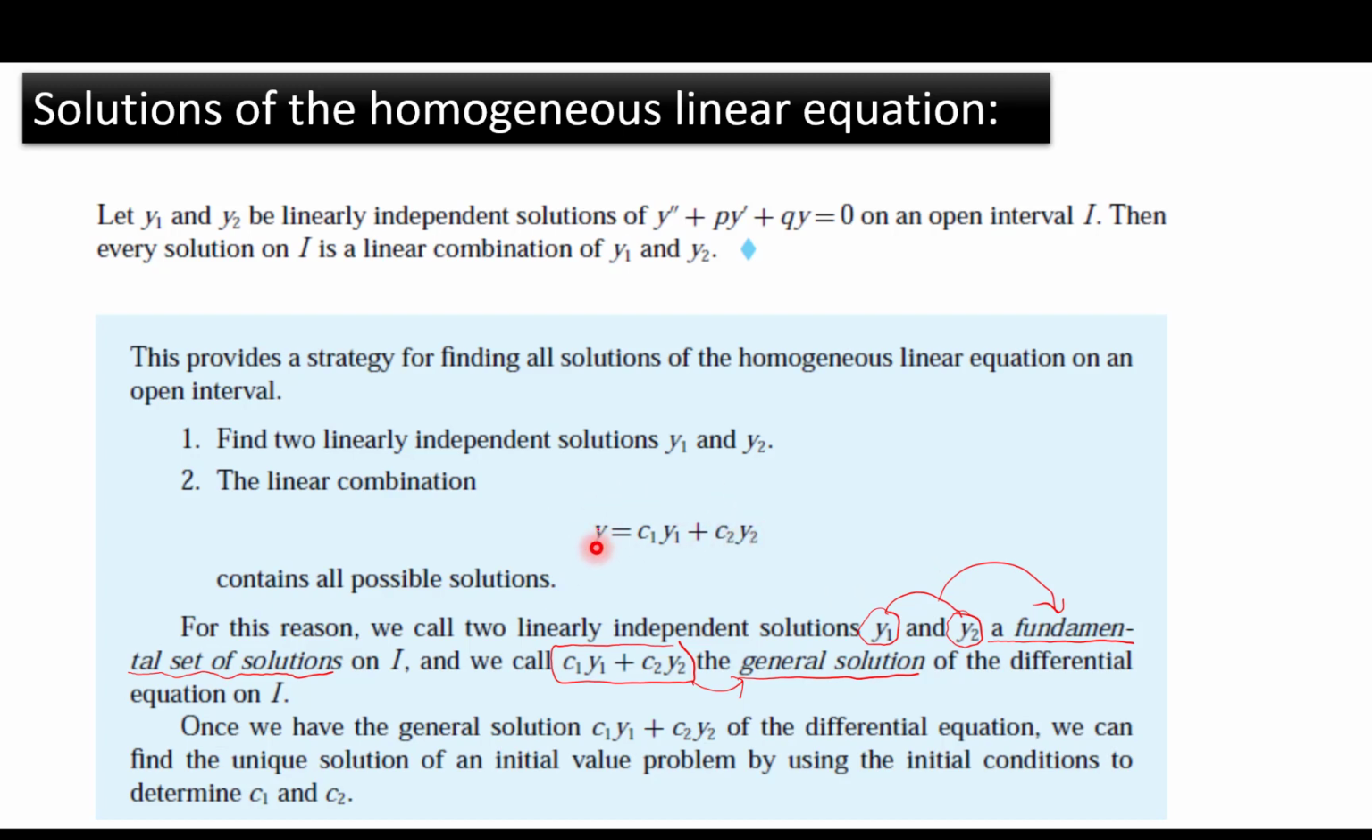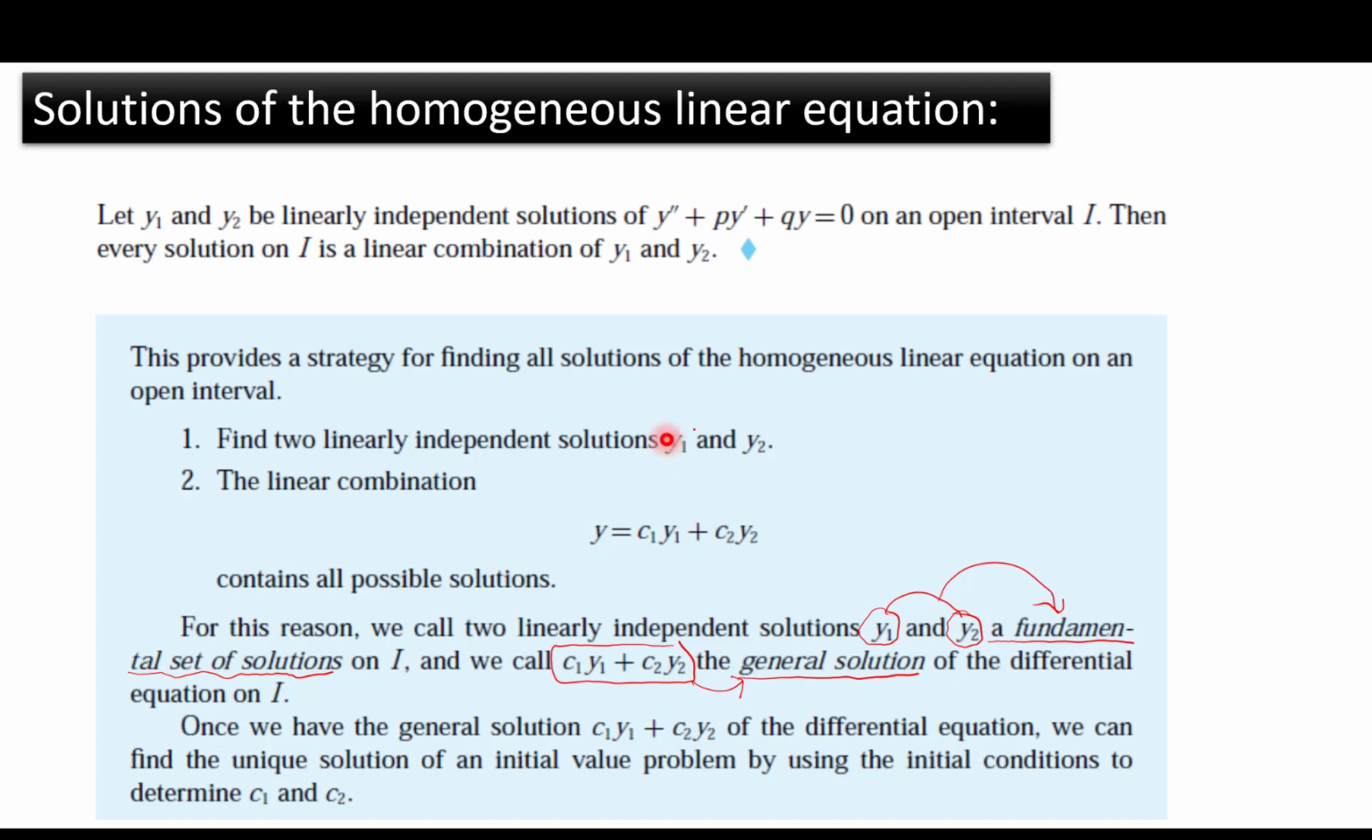All possible solutions. We call this the general solution. For this reason, we call two linearly independent solutions, y1 and y2, the fundamental set of solutions on the interval. And we call this equation the general solution.